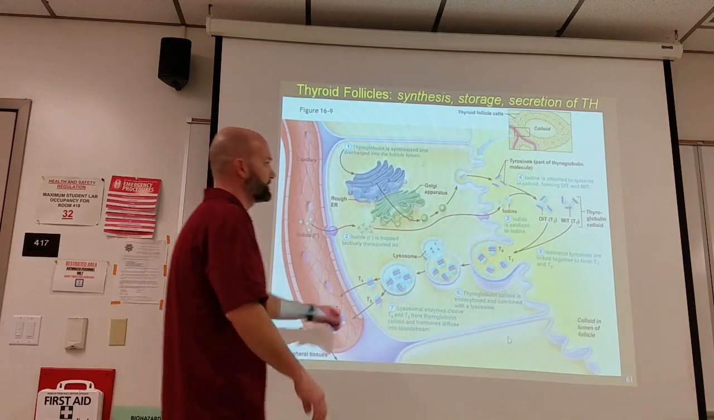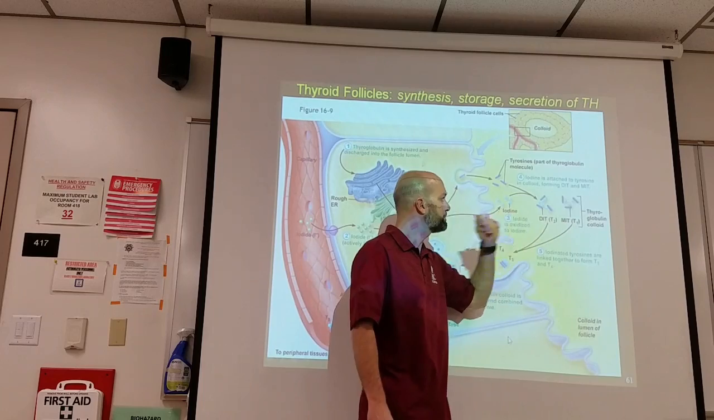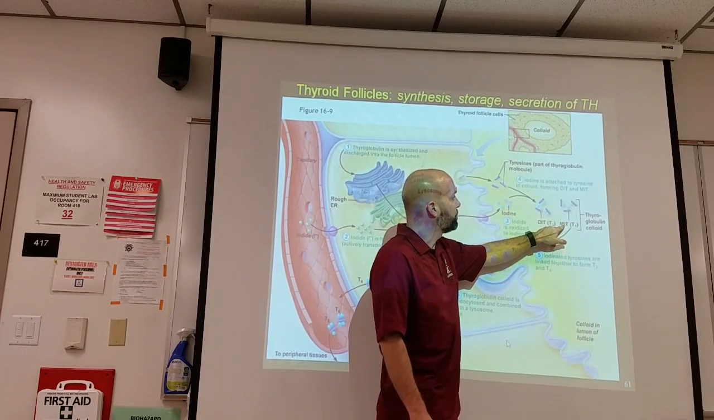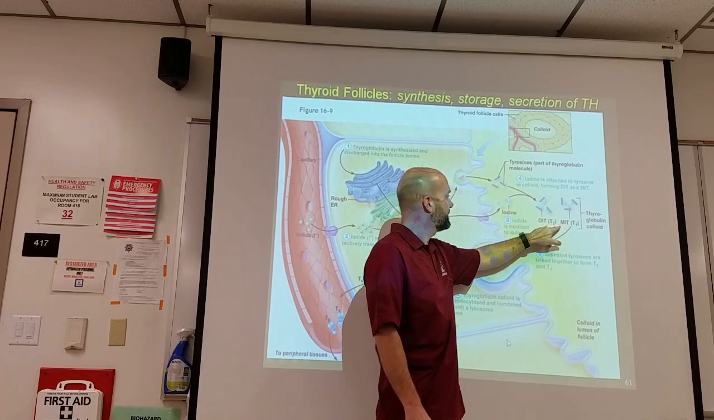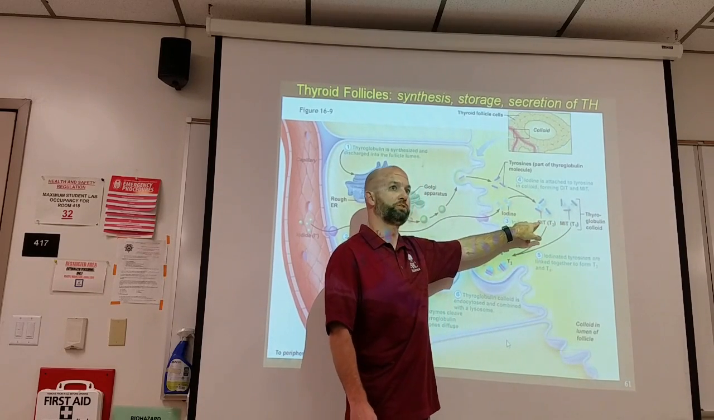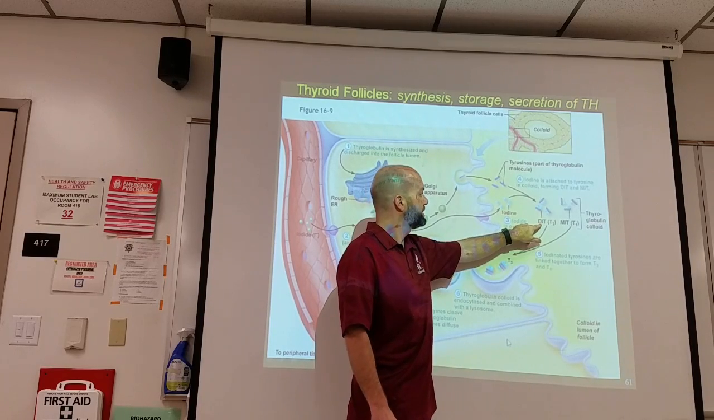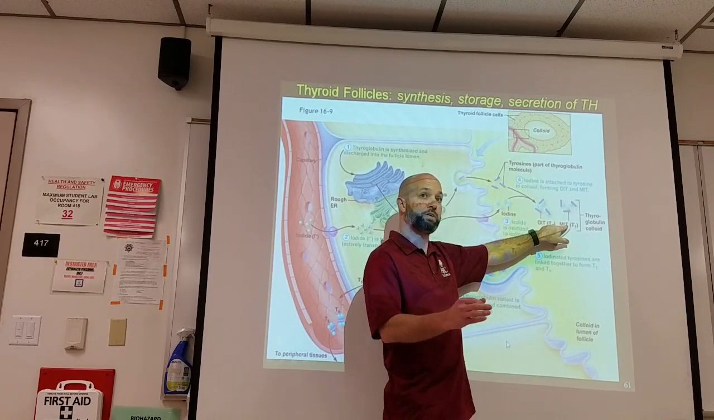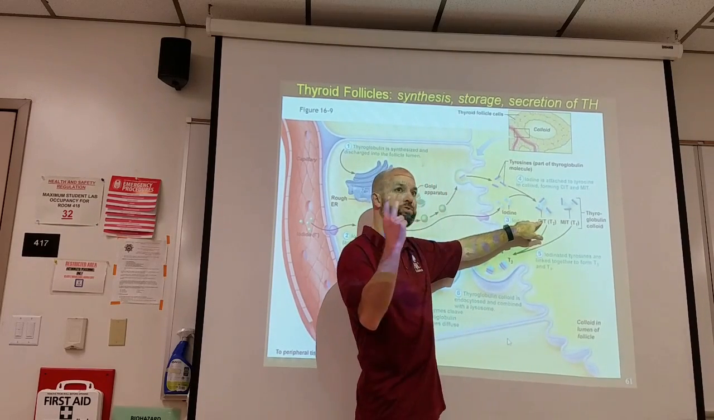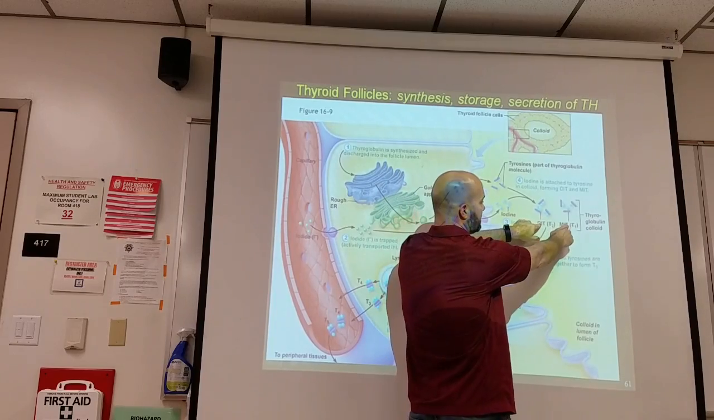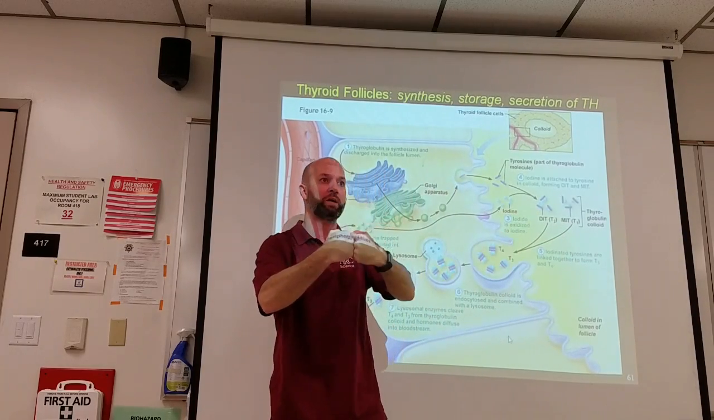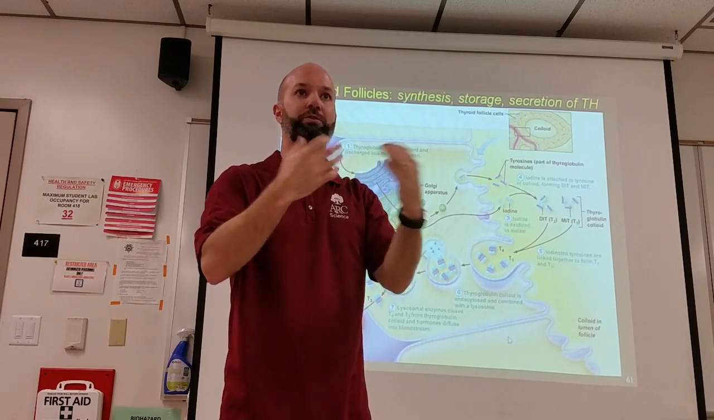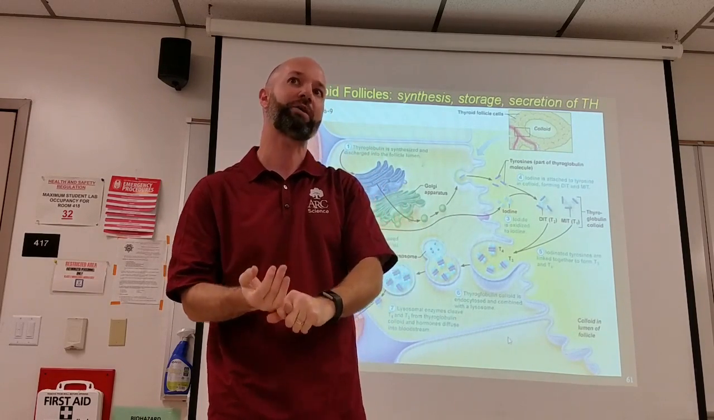So if you're curious what MIT and DIT are, this is one tyrosine with one iodine attached. This is one tyrosine with 2 iodines attached. Diiodotyrosine, monoiodotyrosine. So then if you take one tyrosine that has 2 iodines, join it with another tyrosine that has 1, what have you just made? T3. Thyroid hormone, the version called T3, or tetraiodothyronine.